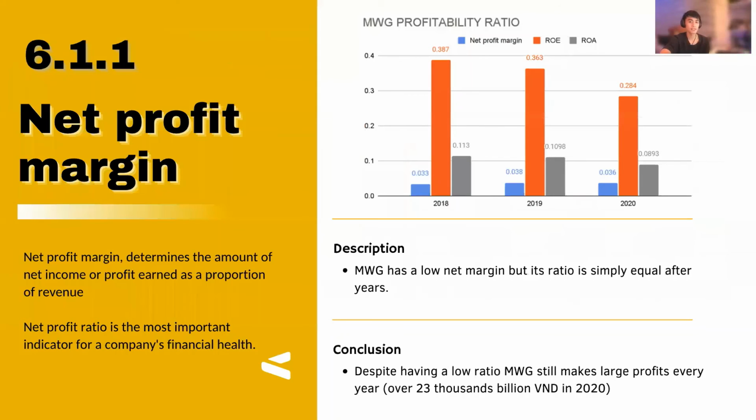The net profit margin, or simply net margin, measures how much net income or profit is generated as a percentage of revenue. Net profit margin is the most important indicator of a company's financial health. MWG has a low net profit margin, which remains almost equal year after year at about 0.035. Despite having a low ratio, MWG is still making a large profit every year, over 23,000 billion VND in 2020.